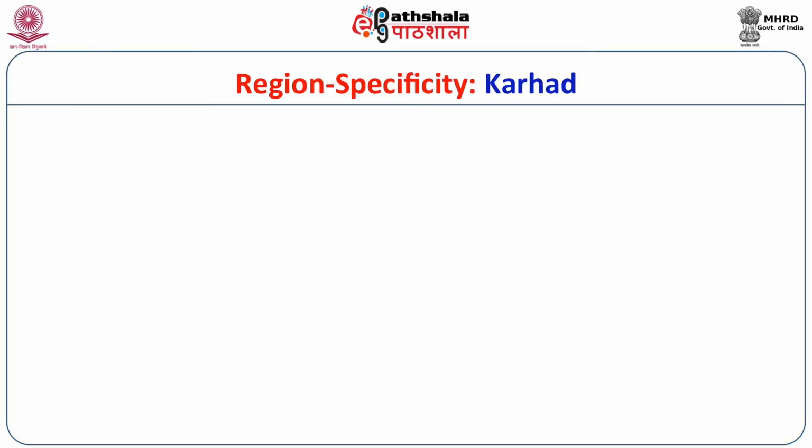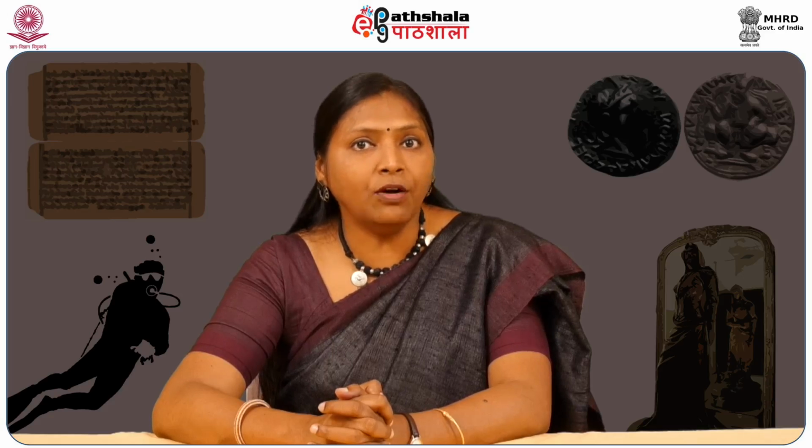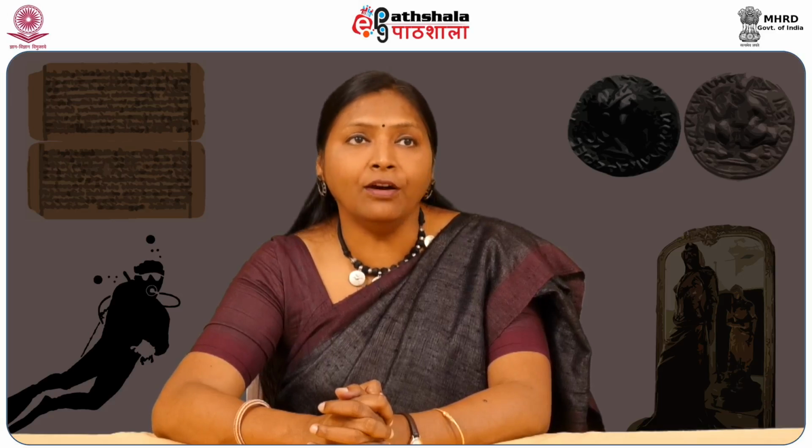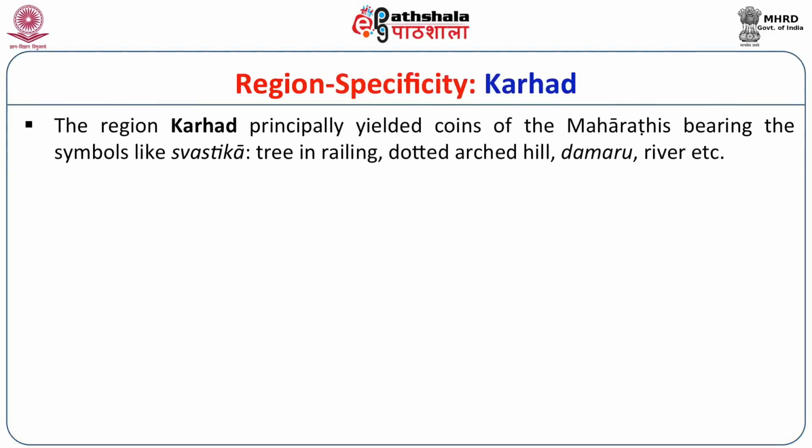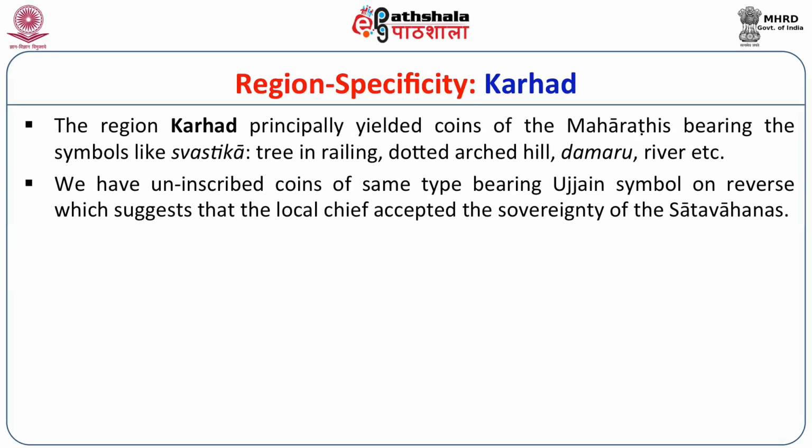Another important locality is Karhat. So let us now move to the territory of Karhat. The region principally yielded coins of the Maharathis bearing symbols like swastika, tree in railing, dotted arched hill, damaru, river, etc. We have uninscribed coins of the same type bearing the Ujjain symbol on the reverse, which suggests that the local chief accepted the sovereignty of the Satavahanas.